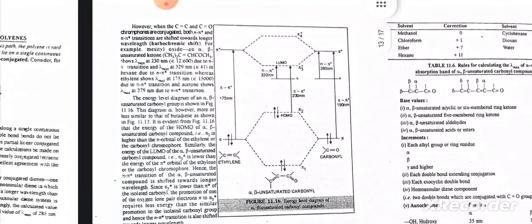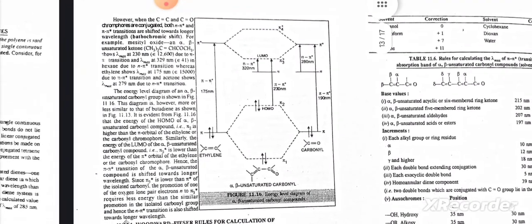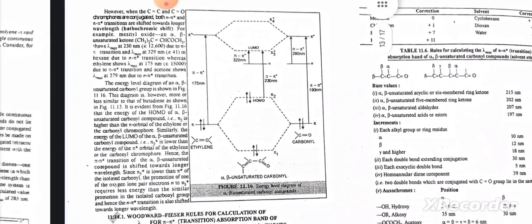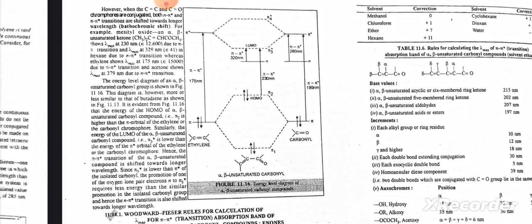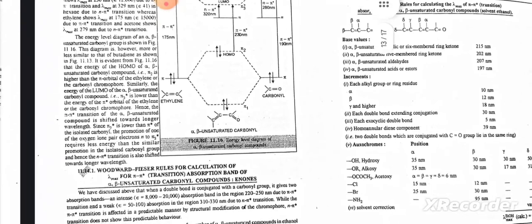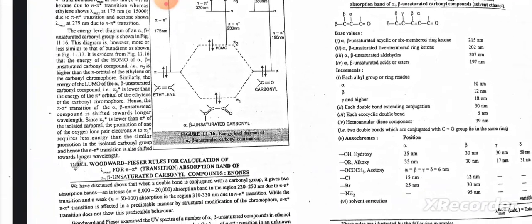However, when the C double bond C and C double bond O chromophores are conjugated, both n to pi star and pi to pi star transitions are shifted towards longer wavelength. For example, mesityl oxide, an alpha beta unsaturated ketone, shows lambda max at 230 nanometers due to the pi to pi star transition, and lambda max at 329 nanometers. The energy level diagram of an alpha beta unsaturated carbonyl group is shown in the figure.